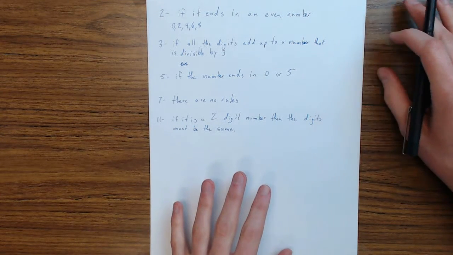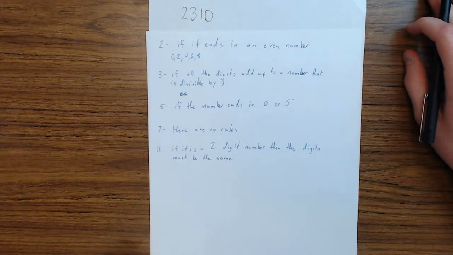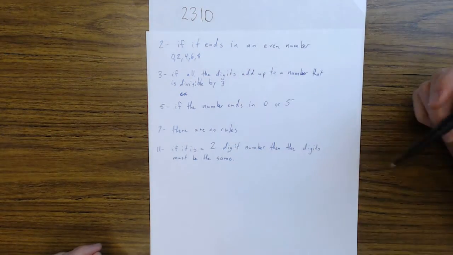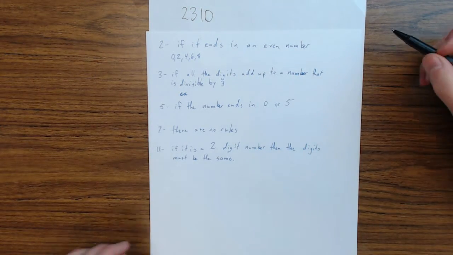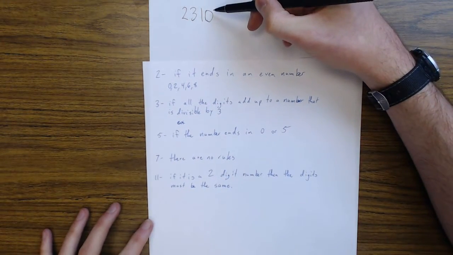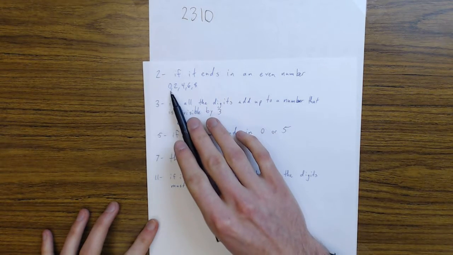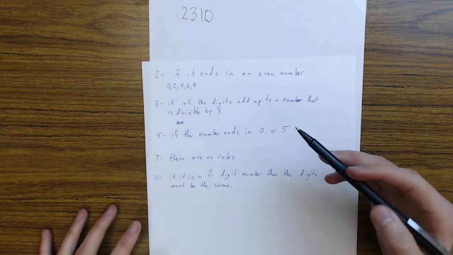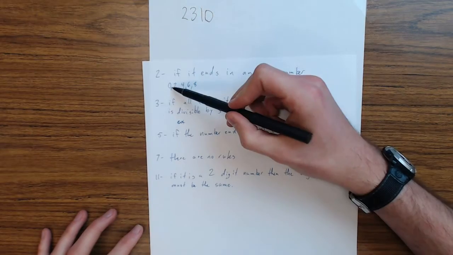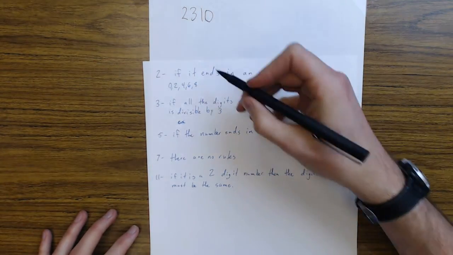So today's number that we're going to be working with is 2,310. And I'm going to be using these rules to figure out what goes into this and how we're going to factor it. So right off the bat, we can see that it ends in a 0. And if we're looking at this rule for 2, if it ends in an even number, 0, 2, 4, 6, or 8, then it's divisible by 2. So 0 appears on this list, and it's also what it ends in. So I know that 2 goes into this number.